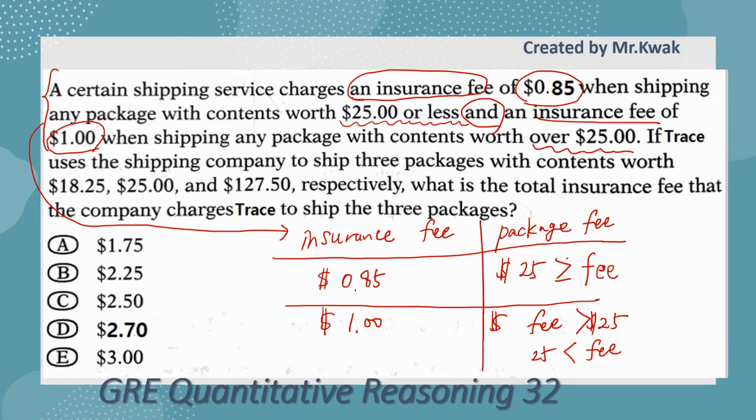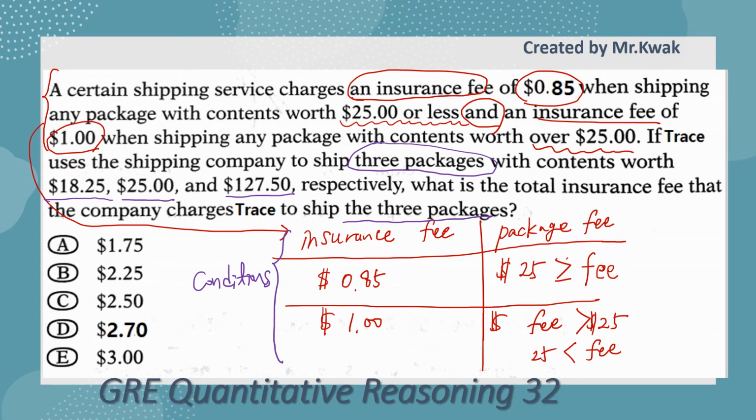And then with a different color, let's read the following sentences. If Trace uses the shipping company to ship 3 packages with contents worth $18.25, $25, $127.50 respectively, what is the total insurance fee that the company charges Trace to ship the 3 packages? So there is a condition, and with the conditions we have to figure out the result.